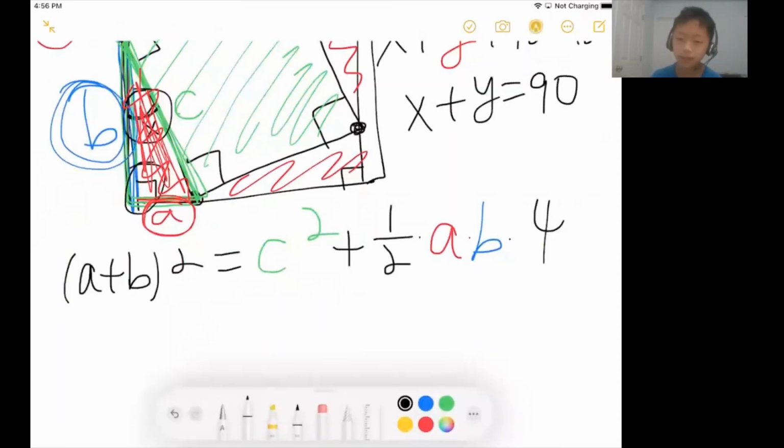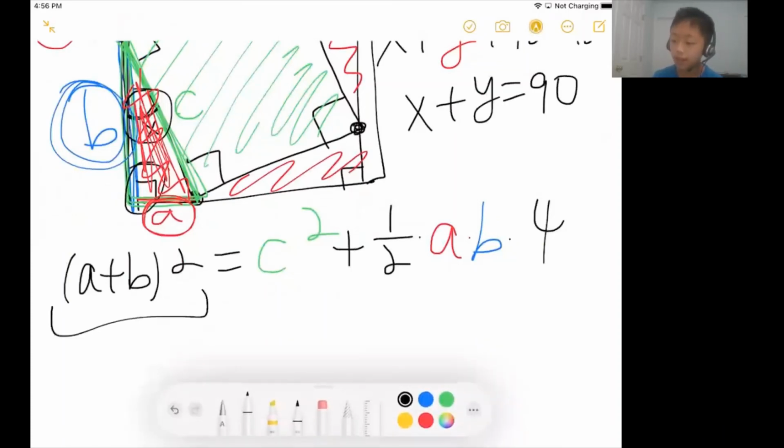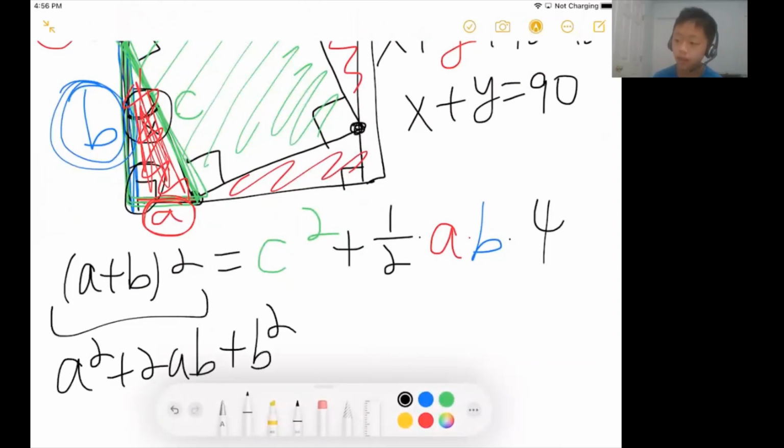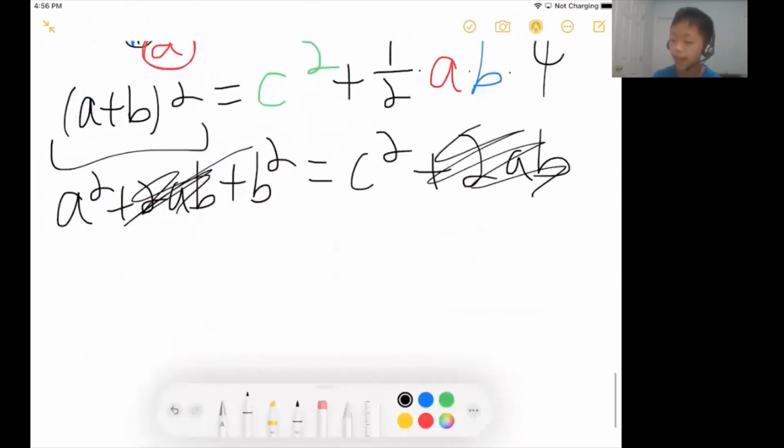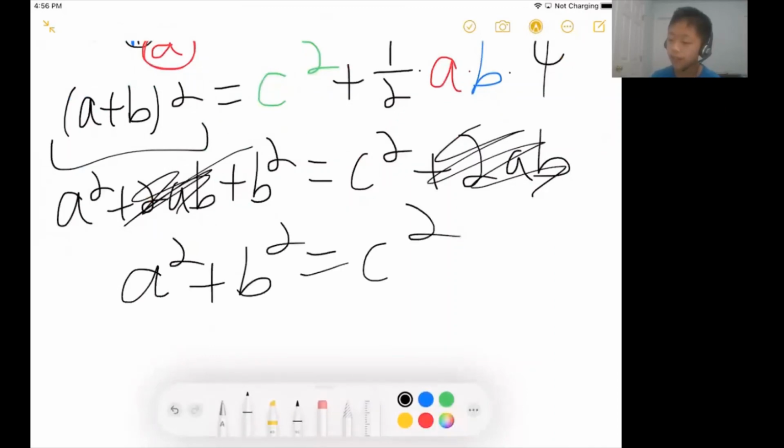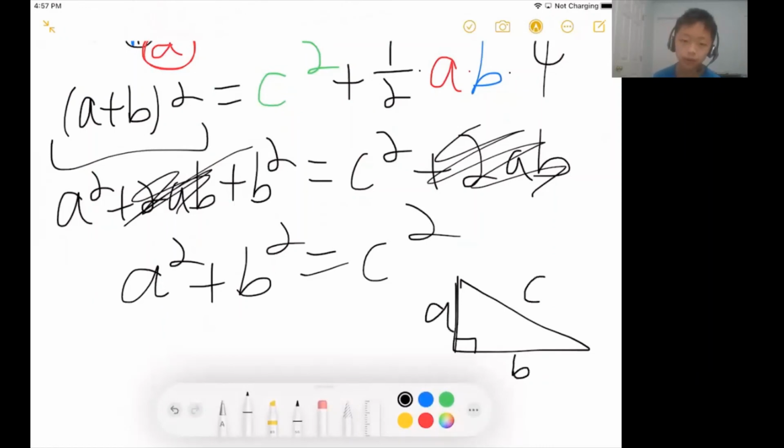Now if you simplify both sides, the left side simplifies to A squared plus 2AB plus B squared if you expand it out. And on the right side, you would have C squared, and then 1/2 AB times 4 is 2AB. So you can cancel off these 2ABs on both sides. And we can simplify it and get A squared plus B squared equals C squared. And this is what the Pythagorean theorem states. It states that if you have a right triangle with legs of A and B and hypotenuse C, then the sum of the squares of the legs must equal the square of the hypotenuse. And this is probably one of the most important geometry concepts that you'll need to know.